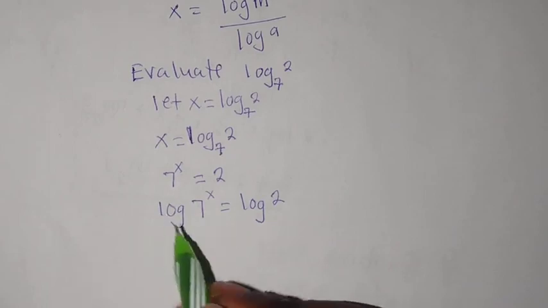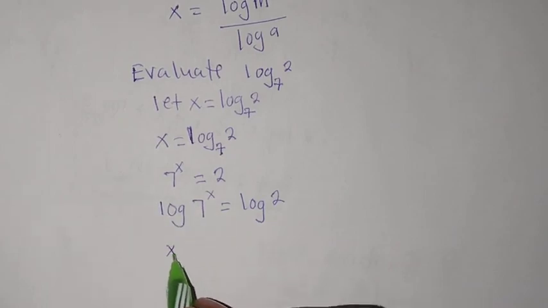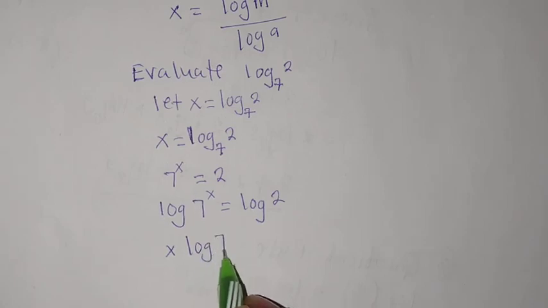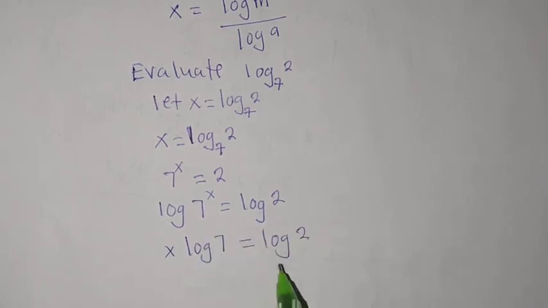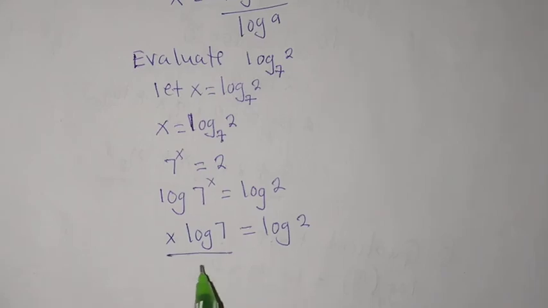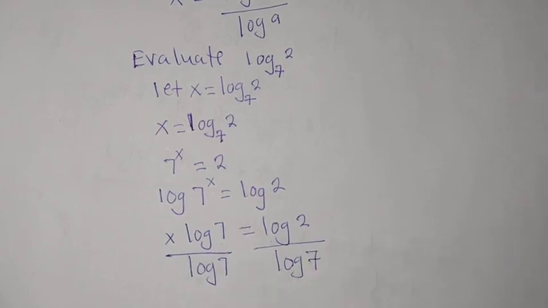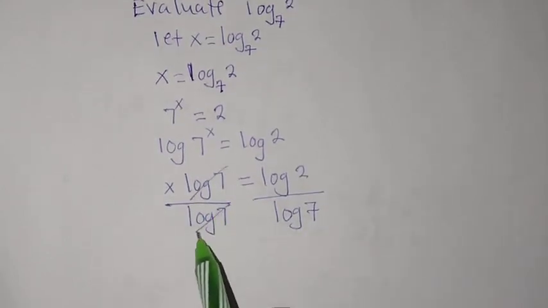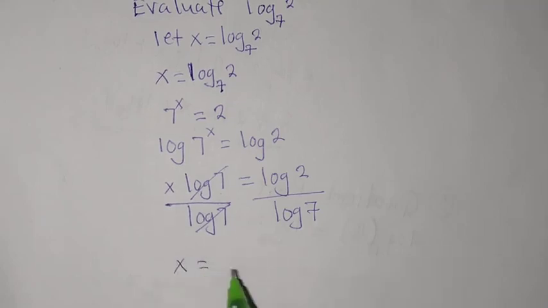Then this x will come this side. We're using the power rule, so we have x log 7 equal to log 2. So this is base 10, base 10. From here, we can divide by this log 7, even here, log 7. So we can cancel this and this. Then you get x equal to log 2 over log 7.